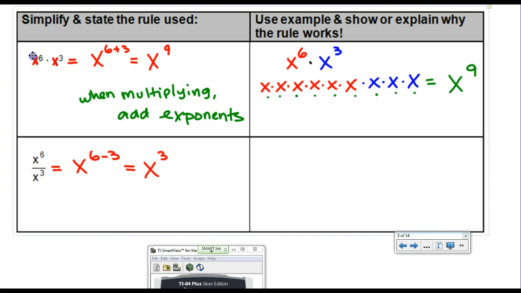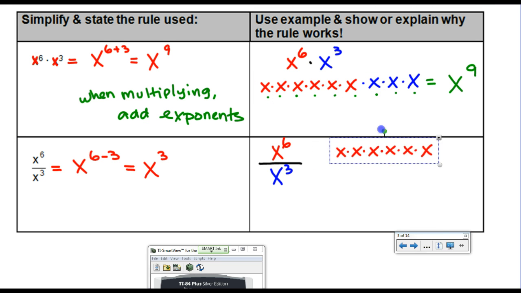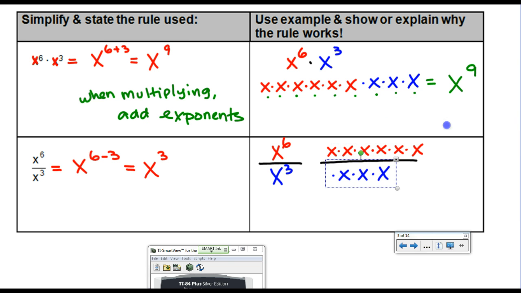And again, I'll illustrate. An x to the 6th divided by x to the 3rd. And x to the 6th, again, means that there are 6 x's. So it'll look like that. Divided by an x to the 3rd means that there are 3 x's being multiplied. And then what happens here is that these 3 x's cancel with 3 of the x's on top, and then you're just left with 3 x's, which is x to the 3rd. So when dividing, subtract exponents.